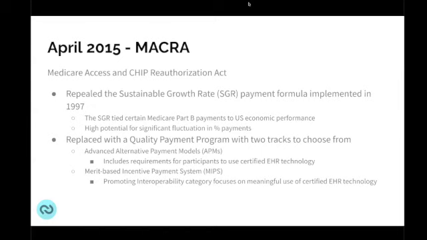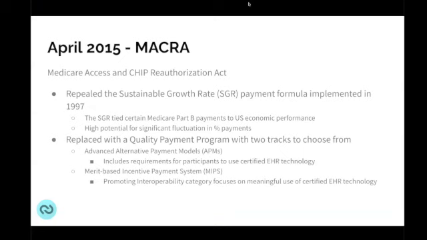how it became relevant is it repealed the sustainable growth rate payment formula that had been put in place in the US in 1997. So what the SGR did is it tied certain Part B Medicare payments to US economic performance. So how the economy was doing as a country would tie into the payment formulas for Medicare Part B. And again, that Part B is your medical office visits, your outpatient care, and things like that.